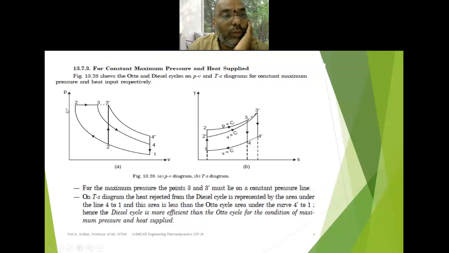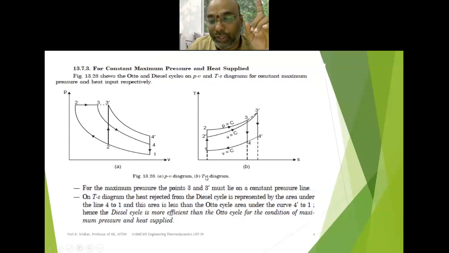Next you are able to see the diesel cycle as well as the dual combustion cycle. From this we can say that the diesel cycle is more efficient than the Otto cycle for the condition of the same maximum pressure and heat supplied, just by comparing the areas. By comparing the areas only, we can say that the diesel cycle is much more efficient than the dual cycle and the Otto cycle. So the best one is the diesel cycle, the second one is the dual cycle, and the least preferred one is the Otto cycle for the given condition of constant maximum pressure and heat rejection.